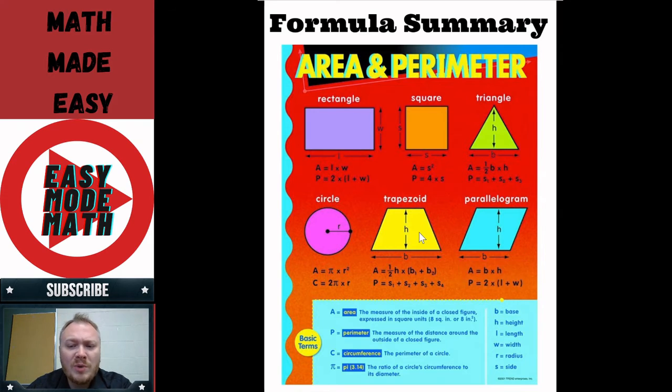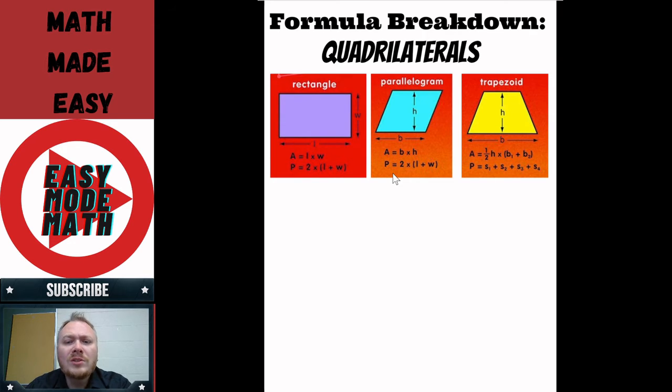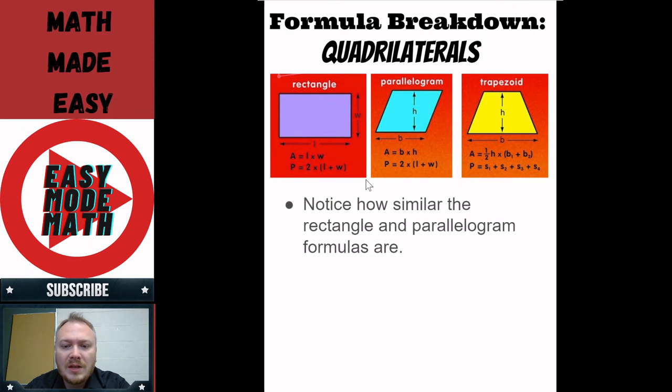And last but not least, we have parallelogram, which is just basically a tilted square or rectangle with some diagonals in it, but we do the height and the base, and that ends up being basically the same as the length and the width. So you can see that these formulas end up being pretty similar. So let's go ahead and break down the formulas. Let's just try to pick up on some similarities. Look at how similar the rectangular and parallelogram formulas are.